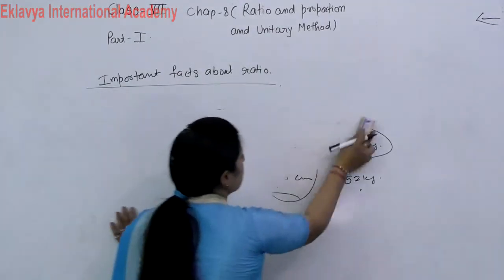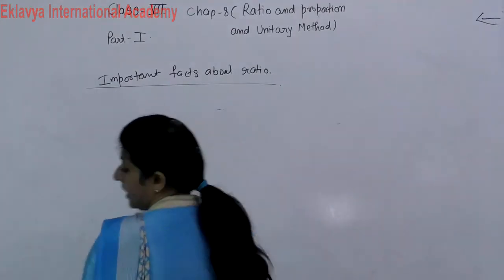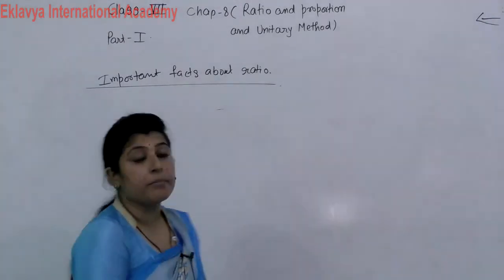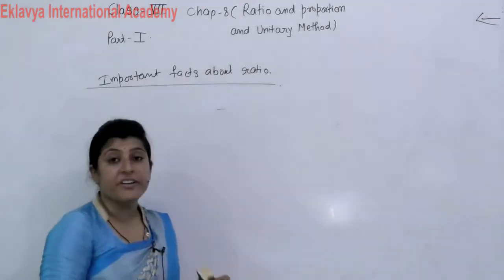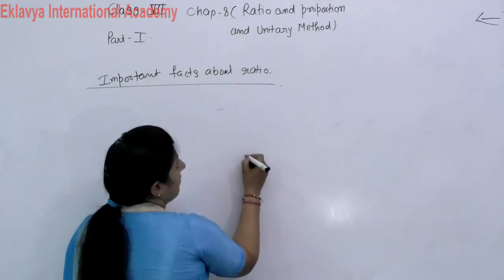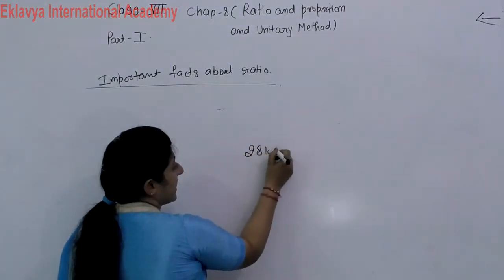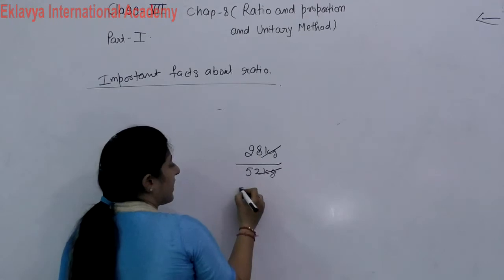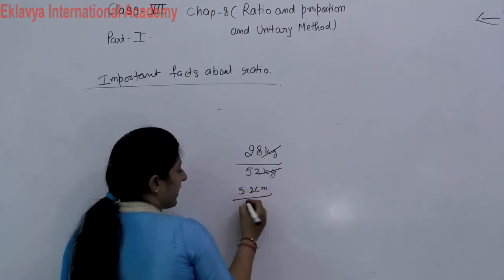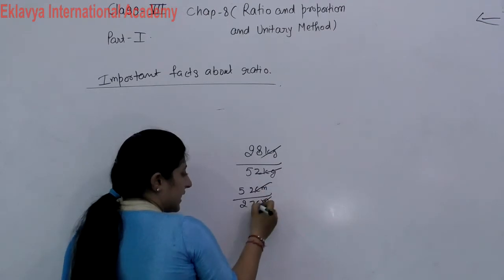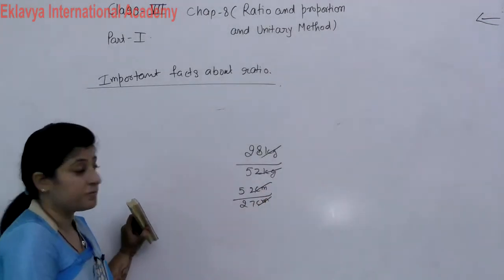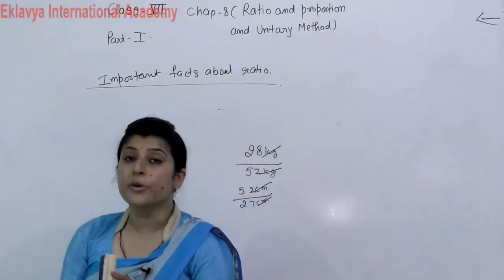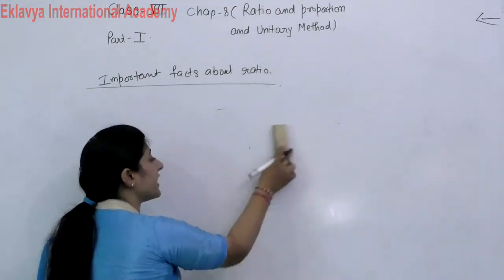Okay, another fact, see. Now the next fact is, a ratio is a number, it has no unit, because if we are comparing weight, suppose I write down 28 kg and 52 kg, it means kg to kg cancel out. If I write down 52 centimeter divided by 27 centimeter, centimeter to centimeter cancel out. So it is just a number, so it has no unit. Ratio has no unit.